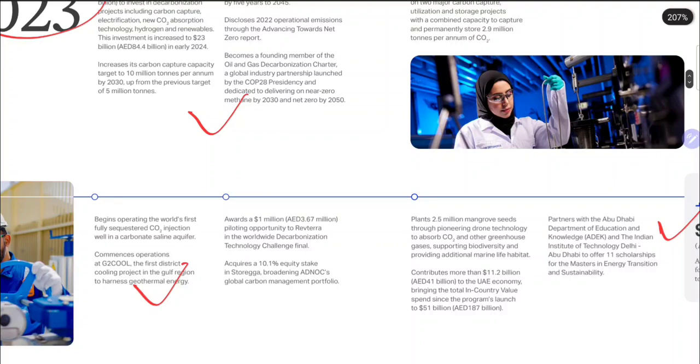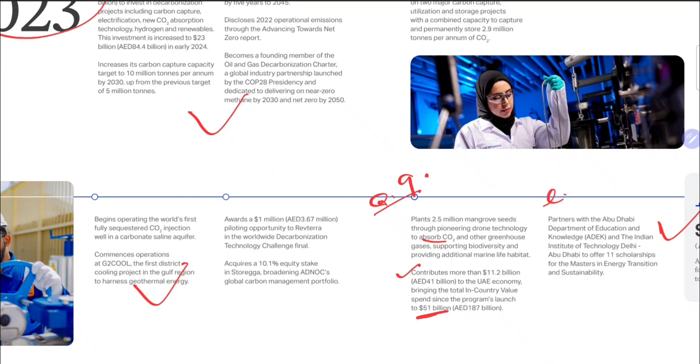Specific programs, specific actions. Let's say, for example, planting 2.5 million mangrove seeds through pioneering drone technology to absorb CO2 and other greenhouse gases, supporting biodiversity and providing additional marine life habitat. It contributes more than $11.2 billion to the UAE economy, bringing the total in-country value spent since the program's launch to $51 billion.